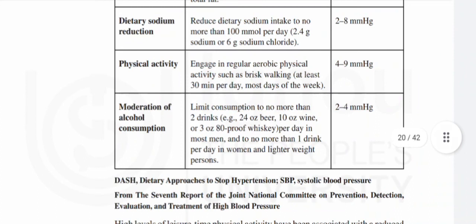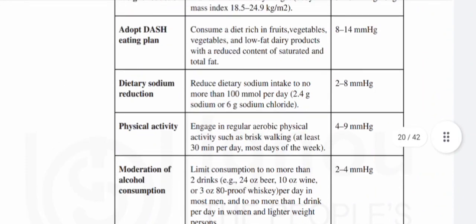Physical activity: engage in regular aerobic physical activity such as brisk walking at least 30 minutes per day, most days of the week, and approximate SBP reduction 4 to 9 mmHg.